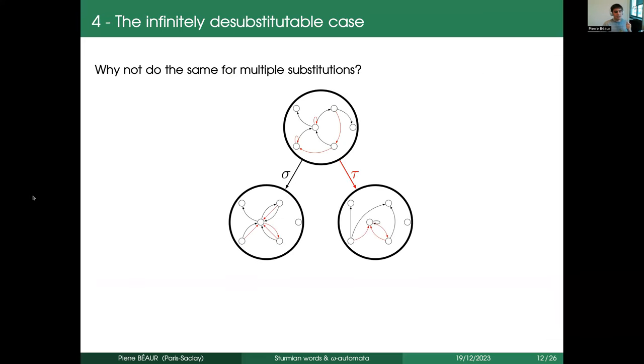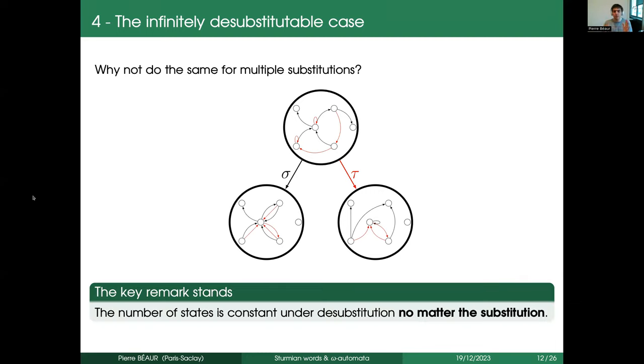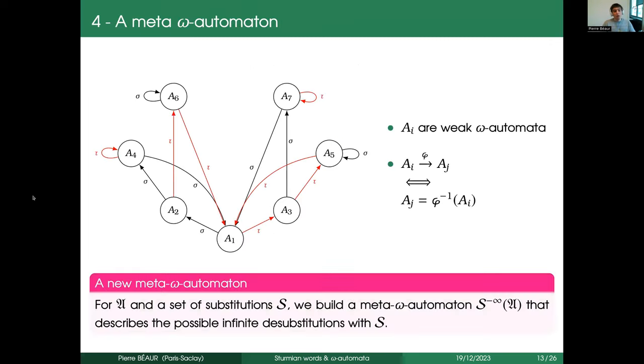Well, the thing is that my remark about the number of states not changing does not depend on the substitution. Here I have an omega automaton. If I desubstitute through sigma or tau, I have six states. It doesn't change. So what I can do now is create a sort of meta omega automaton. That is, here every one of the vertices is a weak omega automaton, and I can go from one to the other through the substitution.